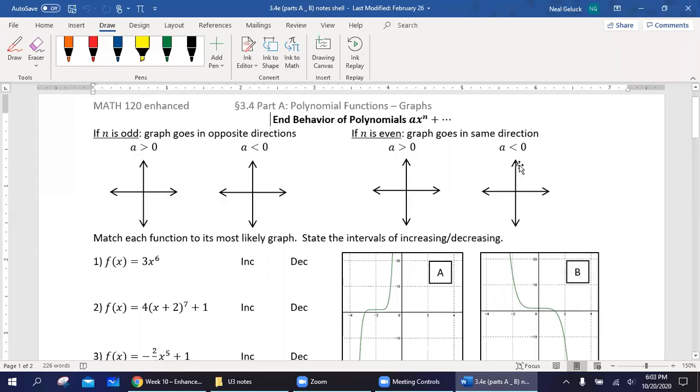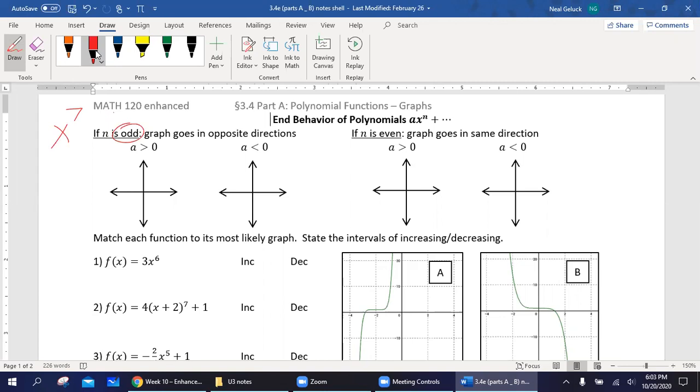Section 3.4 deals with the graphs of these, and some things that we've come across but haven't officially learned is that if I have a polynomial, which is what we're dealing with in this section, and the degree is odd, meaning the leading power, the highest power, is an odd number, like a 7 or a 5, the graph is going to go in opposite directions. On the left and on the right, it's going to be in opposite directions. One's going to be low, one's going to be high.